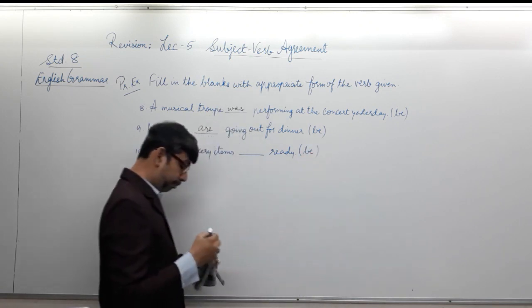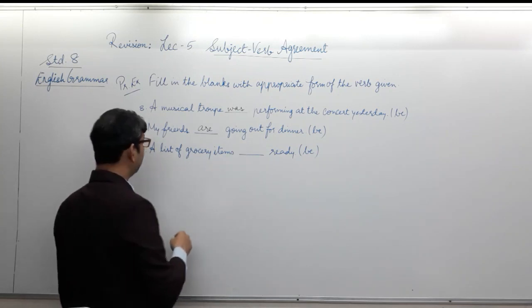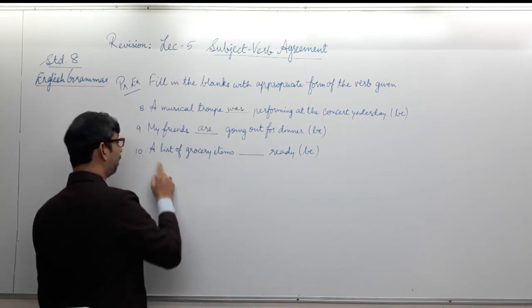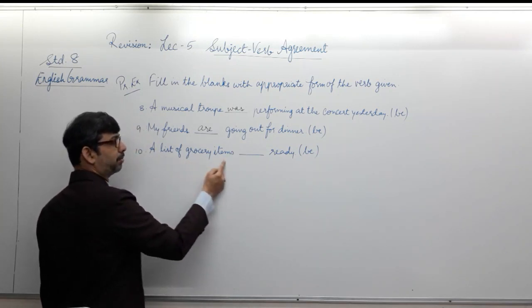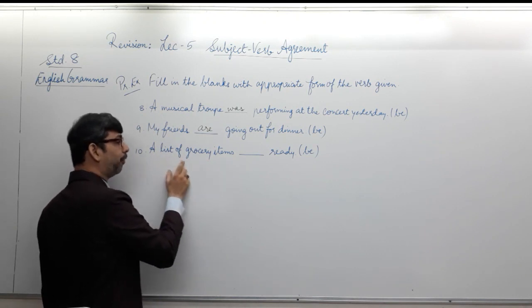Again we have the word DEB. So let's wisely choose the option over here out of the member of the B family. A list of grocery items. Are we saying items are ready? No, we are saying a list of grocery items.